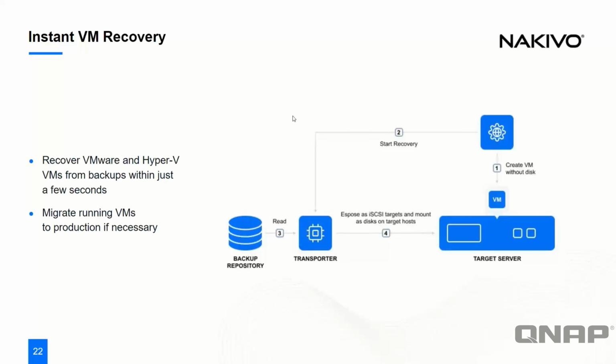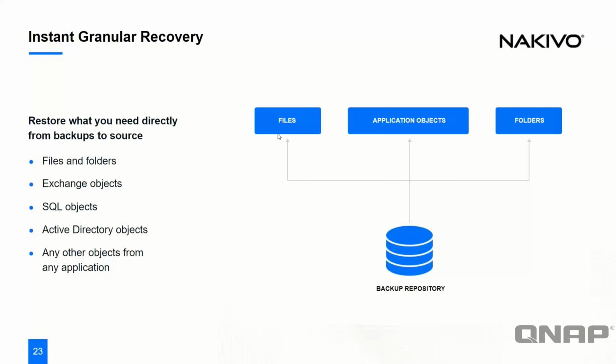Then you can migrate this VM into production or do replication from this machine. Also, you can use this feature for testing purposes because at the same time we are creating a snapshot, and all the data that you change or add to the booted machine will go to the snapshot, and the data inside the backup repository remains the same.